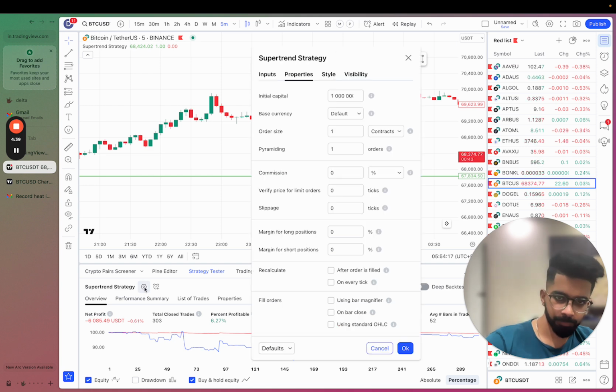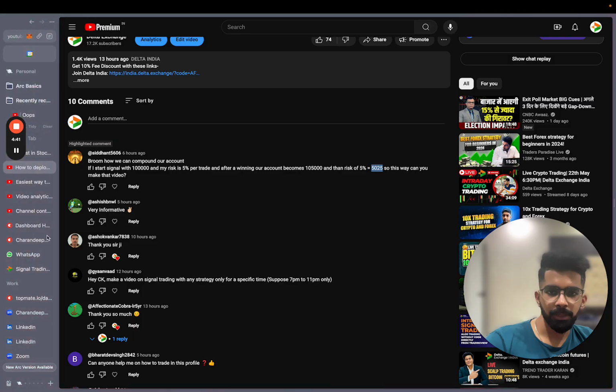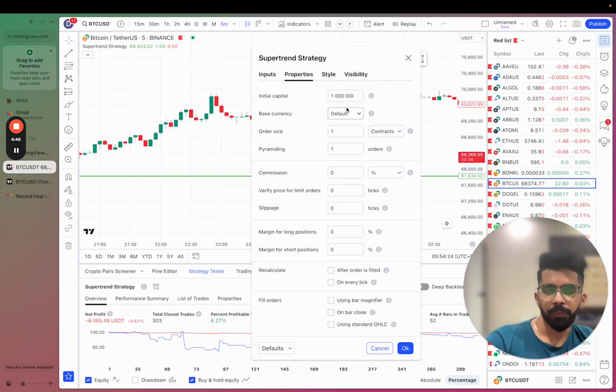Now let's try to answer the question which was asked on how to compound any strategy. If you have to compound any strategy, earlier we were using a fixed order size of one contract. So now to compound the strategy, we will use a percentage of equity. It means that on every trade 5% of the total equity will be used. So this person had a starting capital of $1 lakh, which I will just input here, and his order size was 5% of equity.